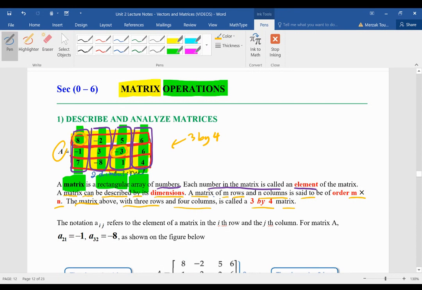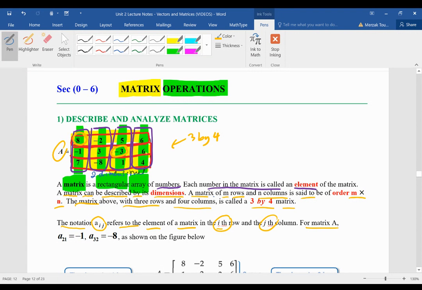We use an uppercase letter to label a matrix and a lowercase letter to label its elements. So we're going to talk about this now. The notation Aij refers to an element of a matrix. You see here you've got a, then i, then j. I is the ith row, the number of the row: is it the first row, the second row, the third row, and so on. And j stands for the column number, the jth column.